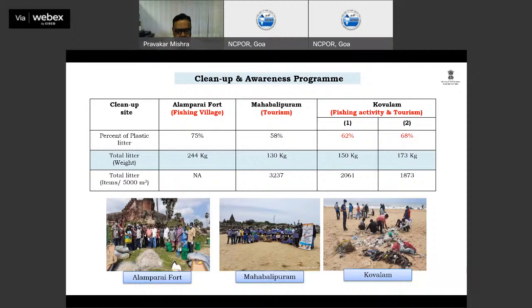Within 2 hours of our effort, we found the minimum was 130 kg at Mahabalipuram. No doubt the Mahabalipuram beach is cleaned by the corporation every day. At the same time, at the fishing village beach, we got 244 kilograms of garbage. So this shows that we have to do something very drastic. Some measures are required, through awareness programs and through volunteering by the people.